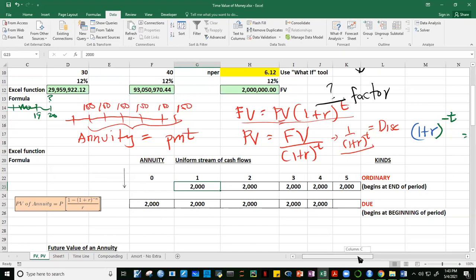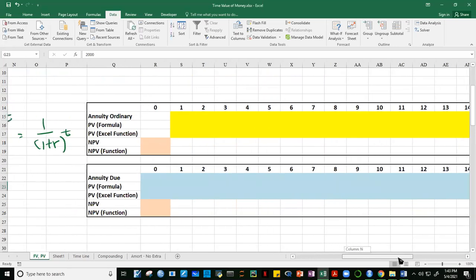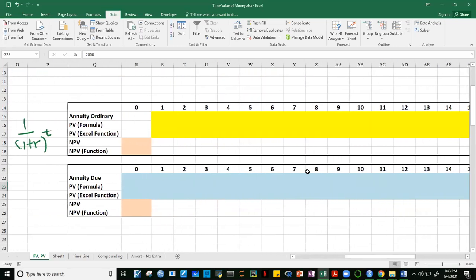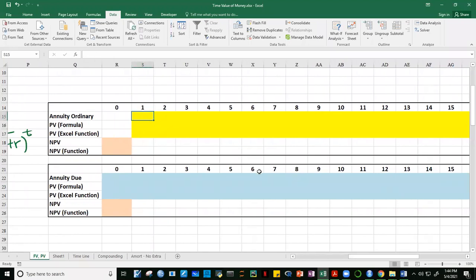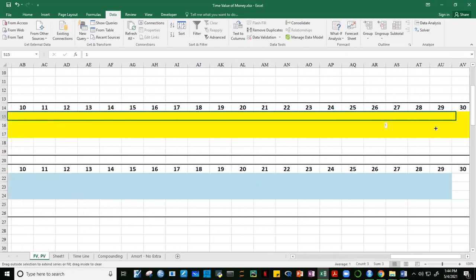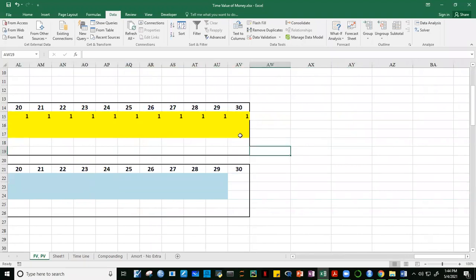Okay. Sige, let's, mamaya natin gawin to. Ito lang pinapakita dito. O sige, gawin na natin to. So let's contemplate here an annuity ordinary of 1. So tig 1 lang, 1 peso lang. So lagay natin dito guys, 1, 1, 1 for 30 years. Okay?